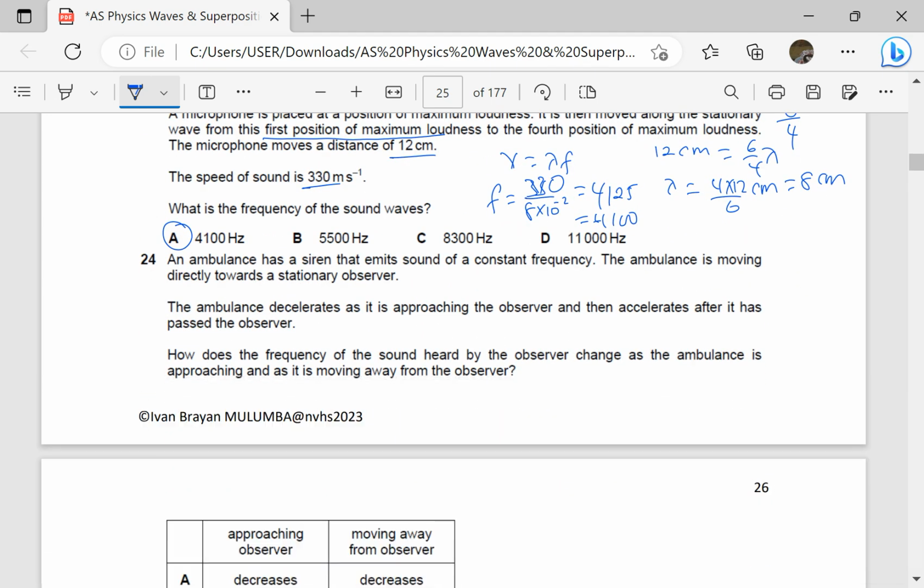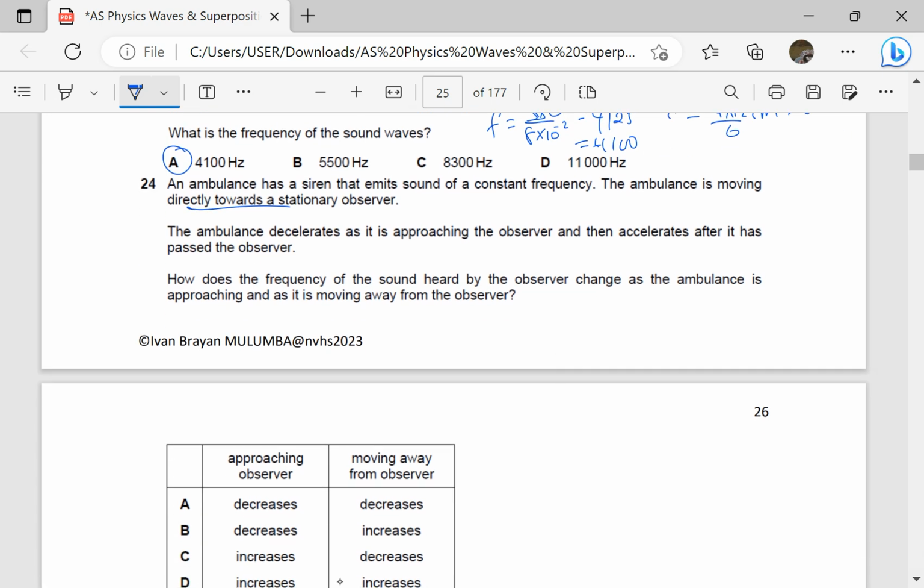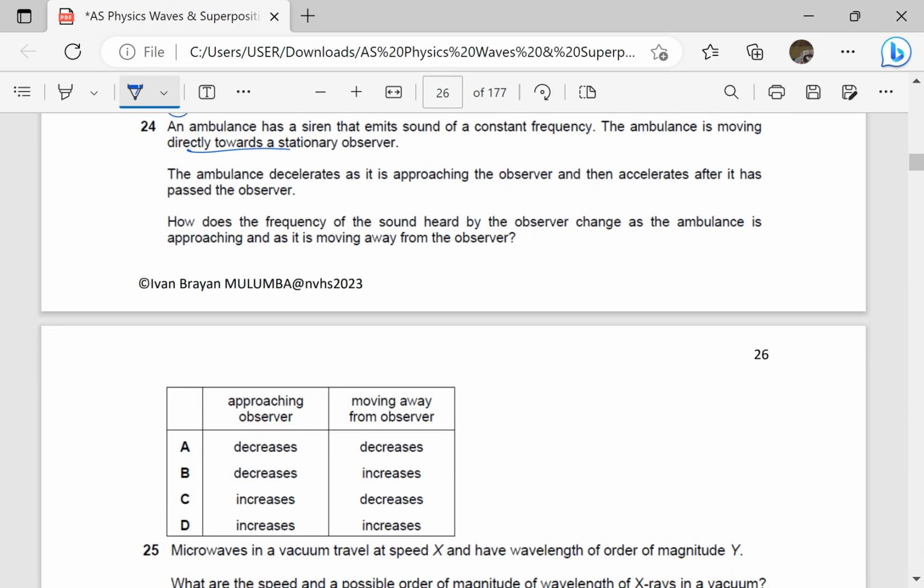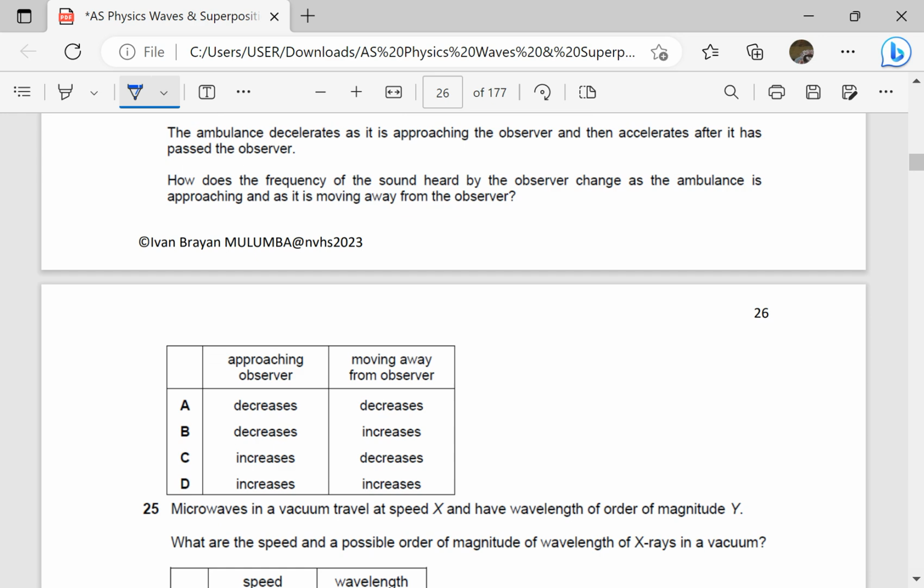An ambulance has a siren that emits sound of a constant frequency. The ambulance is moving directly towards a stationary observer. The ambulance decelerates as it is approaching the observer and then accelerates after it has passed the observer. So if it decelerates, it means speed is decreasing. How does the frequency of the sound heard by the observer change as the ambulance is approaching and as it is moving away from the observer?